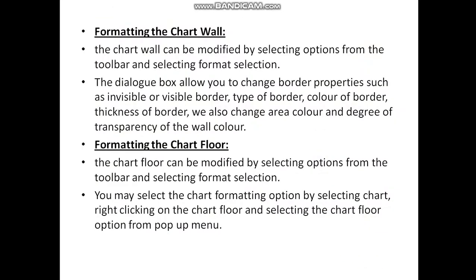Formatting the chart wall. Now, the chart wall can be modified by selecting the option from the toolbar and selecting format selection. First of all, go to the toolbar and then select format selection. Same as above, the dialog box allows you to change the border properties such as invisible or visible borders, types of border, colors of border, thickness of border. We can also change the area color and degree of transparency of the wall color.